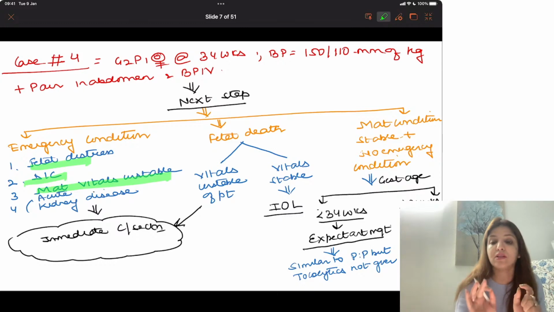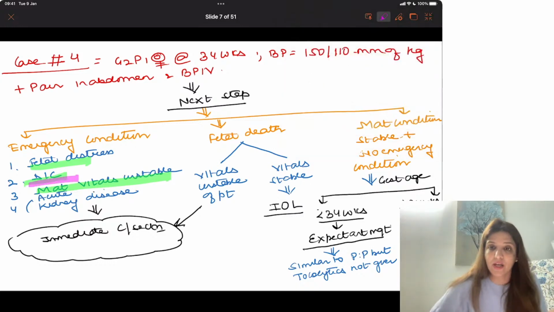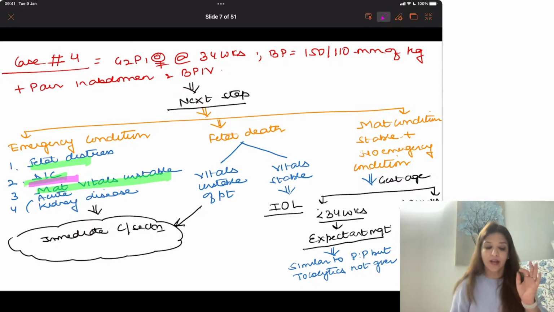Now again, there is an update over here. Earlier we used to say that whenever there is DIC, you shouldn't be doing cesarean section. Whenever DIC is present, correct DIC followed by vaginal delivery. Now the latest edition of Williams says that if DIC is mentioned in the question, then in that case you have to correct DIC followed by cesarean section. So this is a very important update. If you are not a Marrow subscriber, please make a note of this.